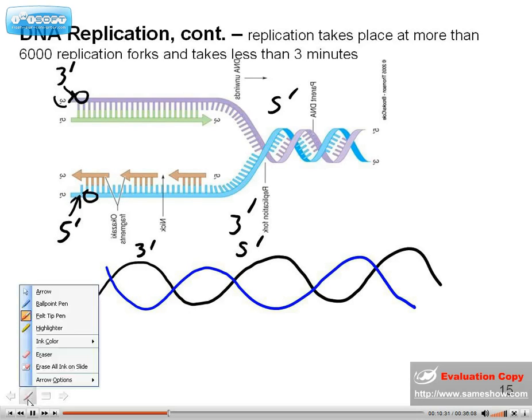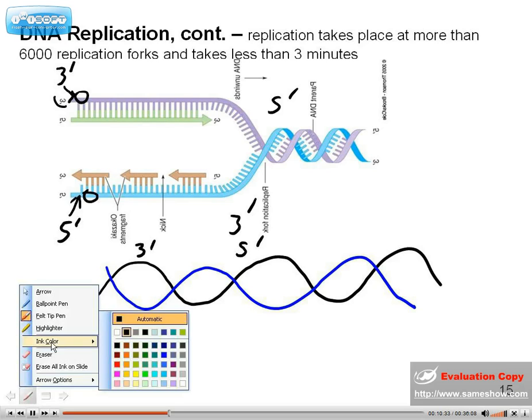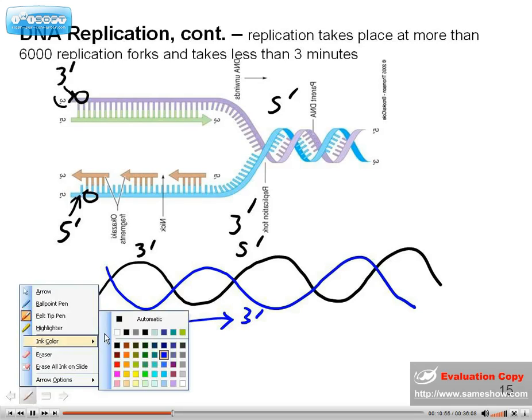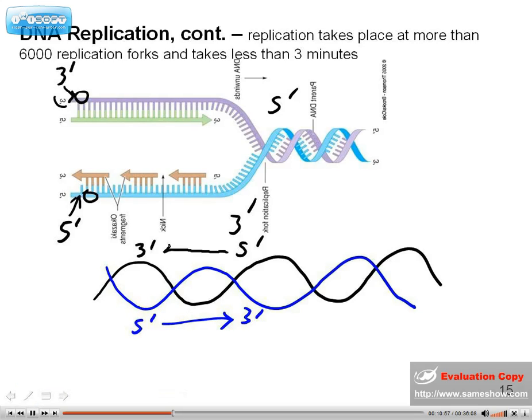And then in blue, it's anti-parallel again. So it goes from 5 prime to 3 prime. So keep in mind, if we're going to go from this direction, 5 prime to 3 prime, then the other parent strand is going to be going the opposite direction. So I think I beat that to death.